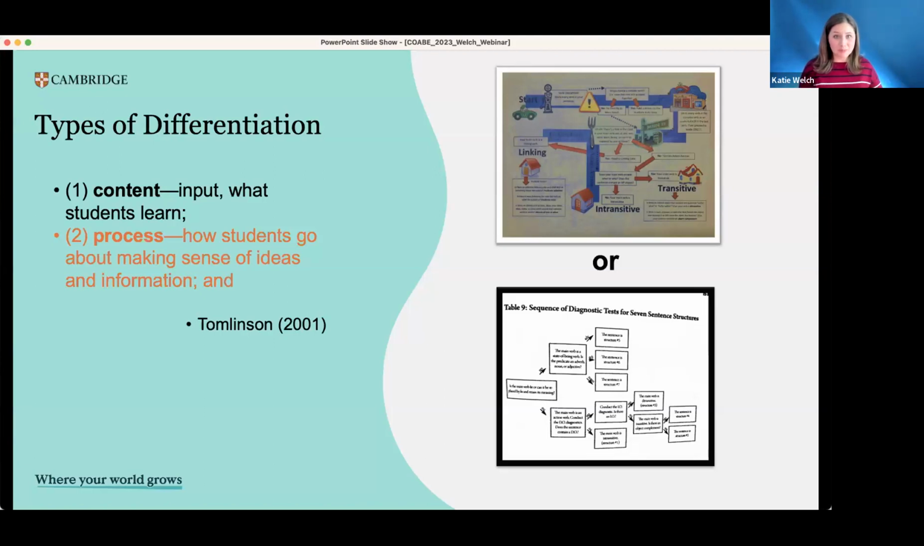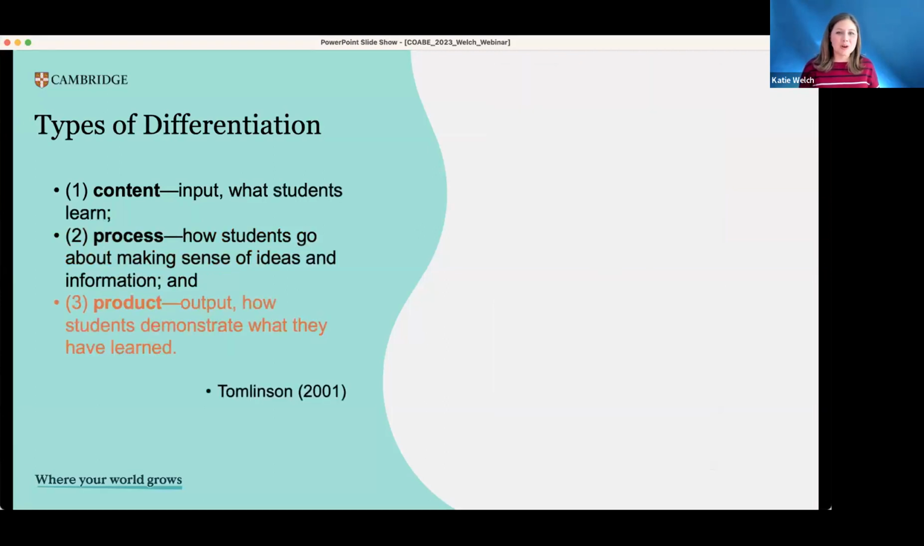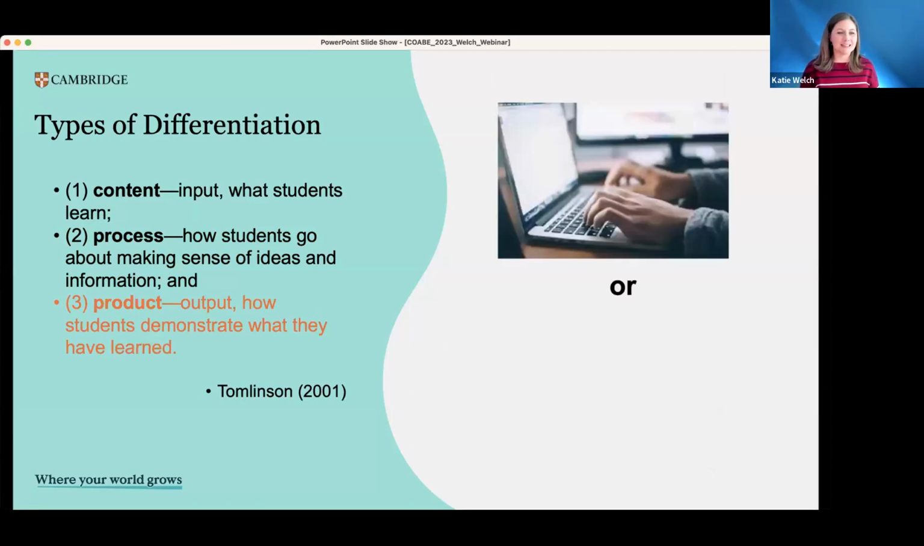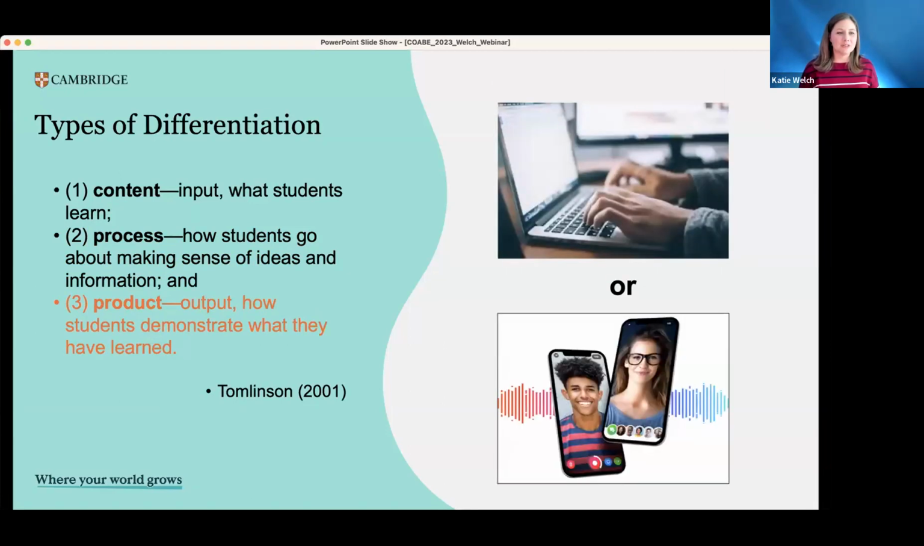And then the third type that Tomlinson put forth about differentiation was differentiation by product. And this is actually what students produce, their output, how they show what they know, how they demonstrate what they have learned.